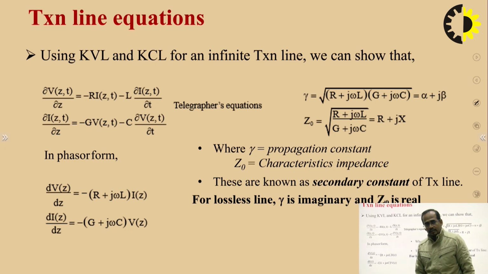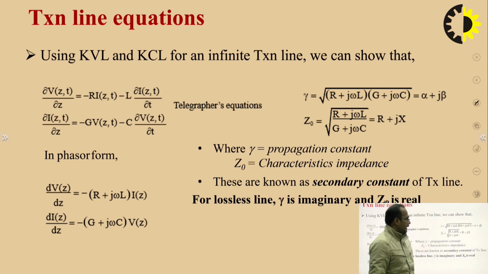So how will you find the propagation constant as well as the characteristic impedance? After solving these two equations, we will get that the propagation constant is under root R plus j omega L into G plus j omega C. We can write the propagation constant as alpha plus j beta, where alpha is the attenuation constant and beta is the phase constant.